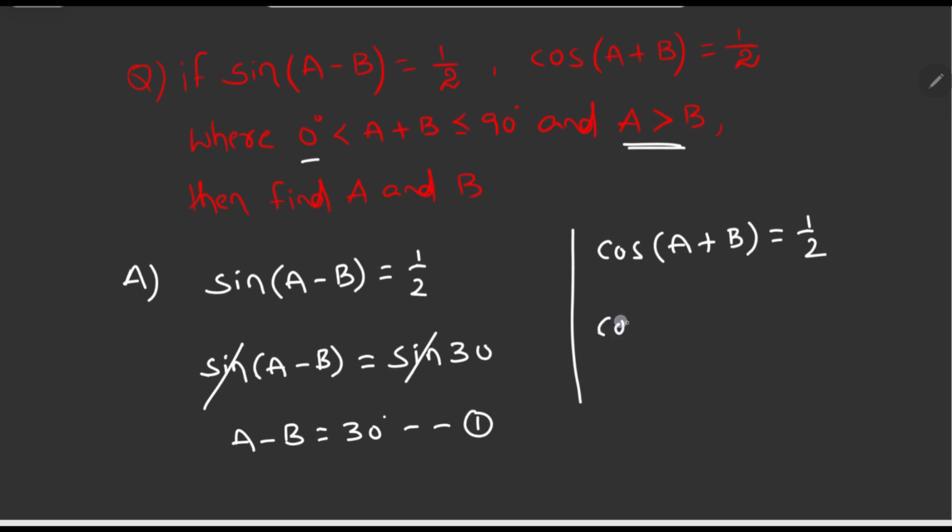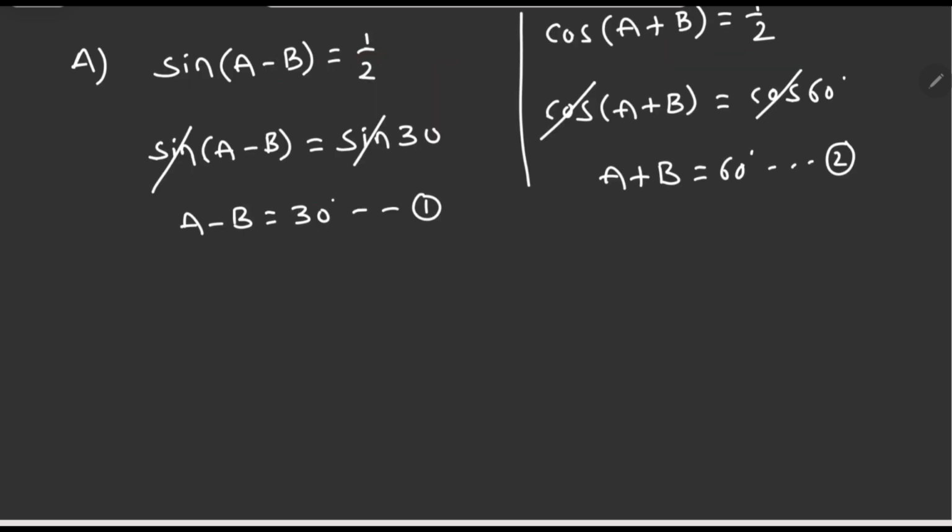Similarly cos(A plus B) is equal to, for 1 by 2 we can write cos 60 degree. Therefore cos cancels, A plus B is equal to 60. It is equation 2. So it is a linear equation in two variables, variable A and variable B. So here, on solving 1 and 2.